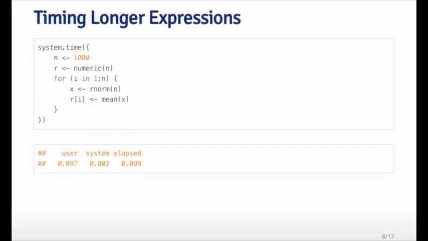You can time longer expressions by wrapping everything in a set of curly braces. Here I've got a for loop that's just generating some random normal variables, and you can wrap that whole thing in curly braces and call system.time around it. You can see that this is a very simple expression. It's not multi-threaded, there's no network activity, and so the user time and the elapsed time are basically the same.